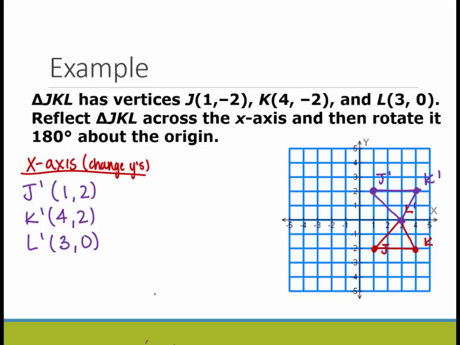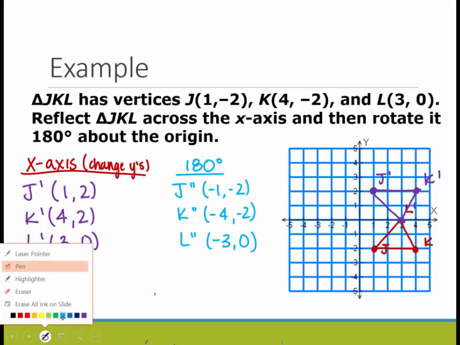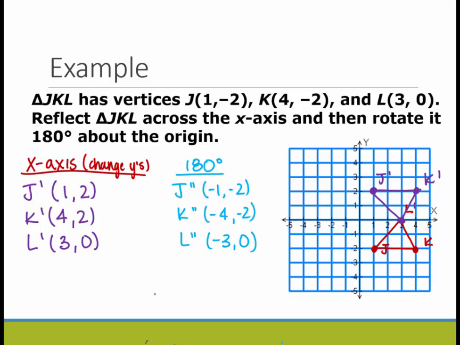And then I'm going to rotate it 180 degrees about the origin. So remember, 180 degrees means that you make your x's and y's both negative. So this will be -1, -2. K will be at -4, -2. And L will be at -3, and 0 you can't make negative, so it's just at 0. So -1, -2. K is -4, -2. And L is -3, 0. So this right here is our final shape.